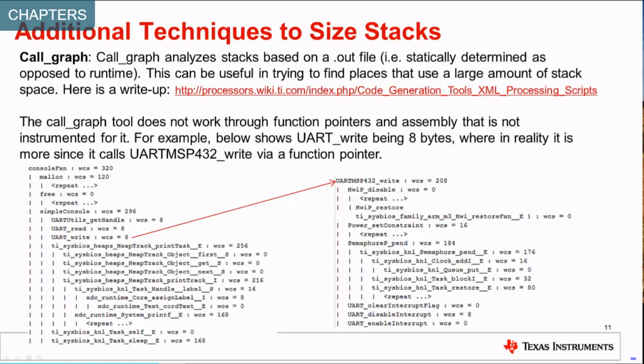For example, it cannot see that a function is calling another function via function pointer. For example, I know that uart_write calls uart_msp432_write via function pointer. CallGraph cannot determine this. Additionally, assembly code needs to be instrumented to allow CallGraph to determine its count when determining the worst case stack usage. RTOS currently only has a very small amount of assembly, but it is not instrumented, so it is not counted in the worst case stack usage numbers in CallGraph.